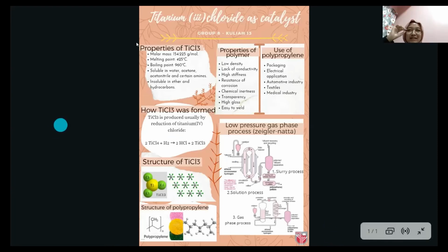Okay, so lastly, Shah will continue the presentation. Okay, now I'm going to proceed to the last subtopic, the structure of polypropylene. Polypropylene is a tough, rigid and crystalline thermoplastic produced from propylene monomer. It is a linear hydrocarbon resin. As we can see in the picture, the chemical formula of polypropylene is C3H6.